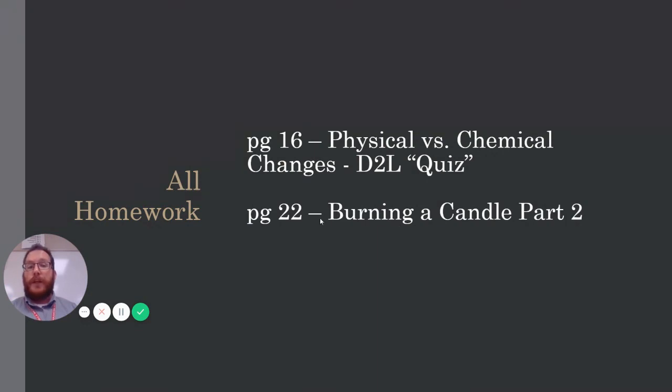Page 22, the burning a candle part 2, 22. I'll make sure the page numbers are right on the assignment. So make sure that gets done after you watch the burning candle part of this video. And that is what we are doing this week, physical and chemical changes.